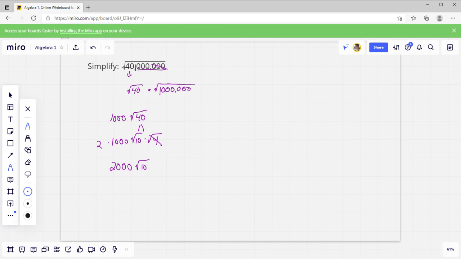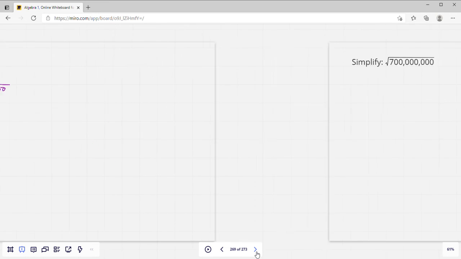And that's the answer to that one. So this is a simple way to do very large numbers just by pulling off your zeros.